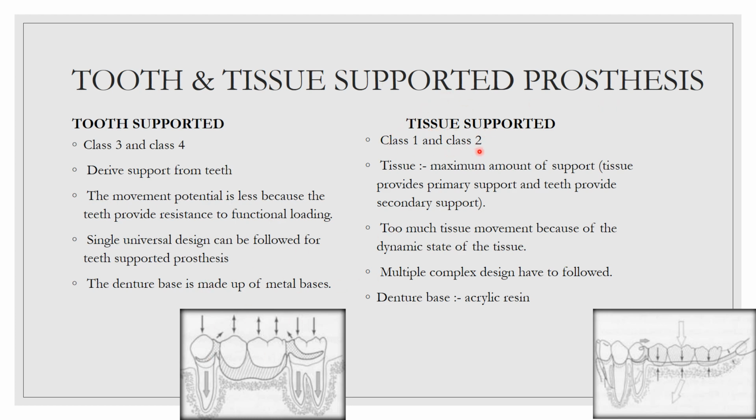Tissue supported, Class 1 and Class 2, receive the maximum amount of support from tissue. The tissue provides primary support and the teeth provide secondary support. There is too much tissue movement because of the dynamic state of the tissue. Multiple complex designs can be followed. The preferred denture base would be acrylic resin.